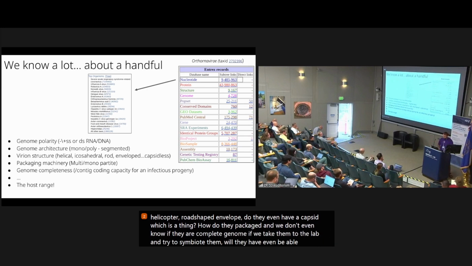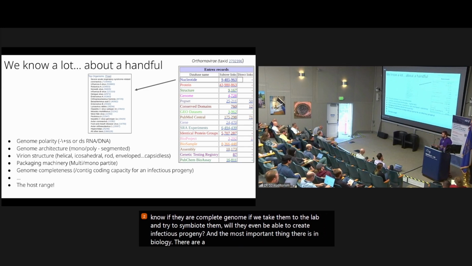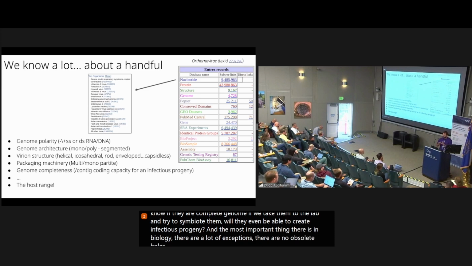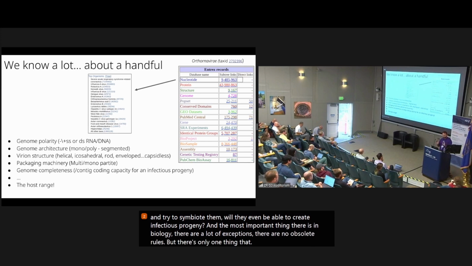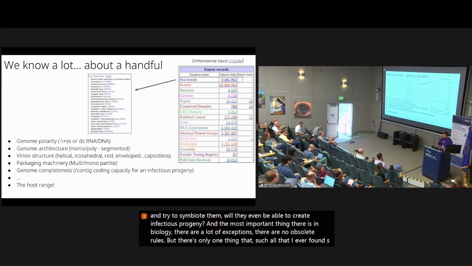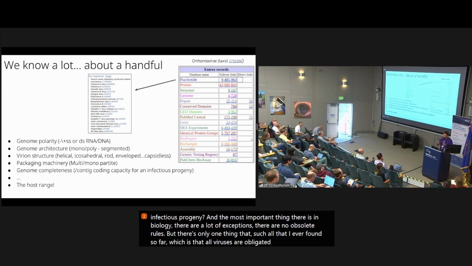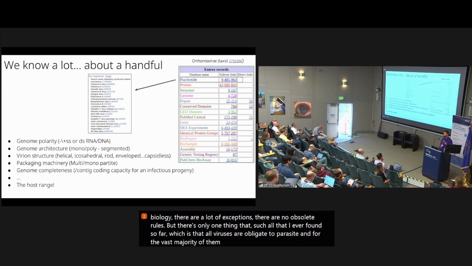create infectious progeny? And the most important thing there is, in biology, there are a lot of exceptions. There are no absolute rules, but there's only one such rule that I've ever found so far, which is that all viruses are obligate parasites. And for the vast majority of them, we do not know the host. So shame on us, let's do better.